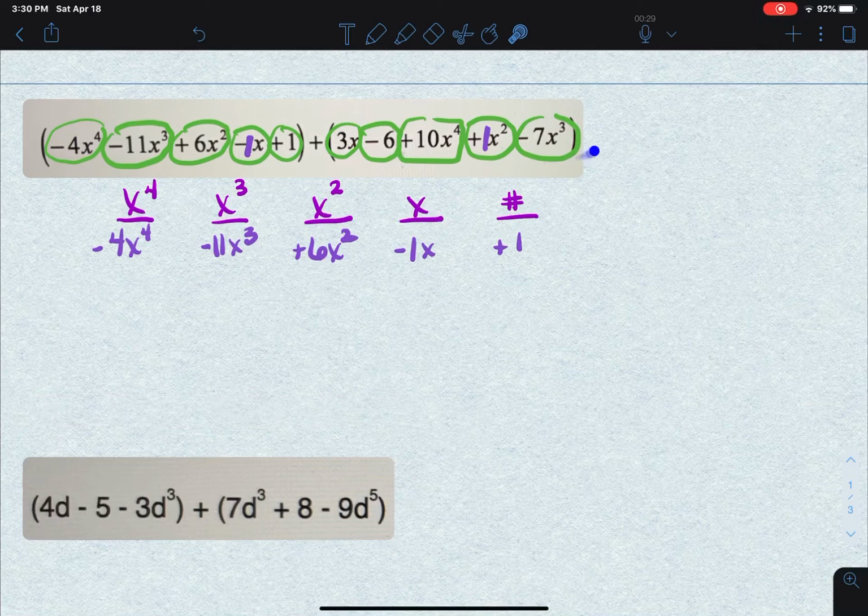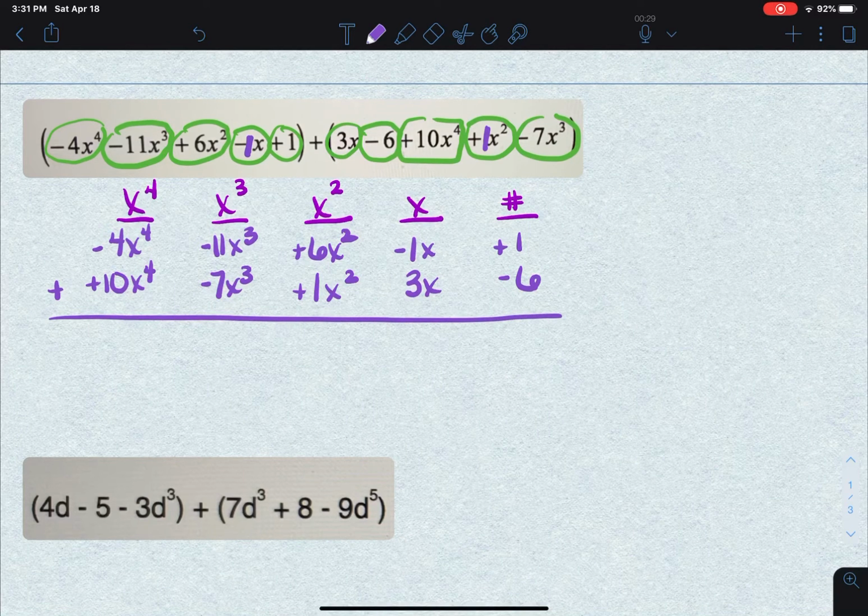Now, this one, not so much. This one we're really going to have to work with because things are not in the right order. So I have 3x, negative 6, positive 10x to the 4th, positive 1x squared, and negative 7x to the 3rd. I hope at this point you guys are good with the fact that this one was negative 7x to the 3rd. And so I made sure when I wrote that the negative got there. So you should be good with that part now.